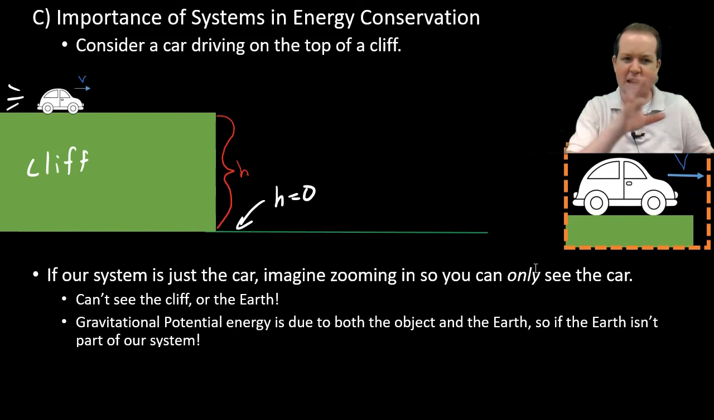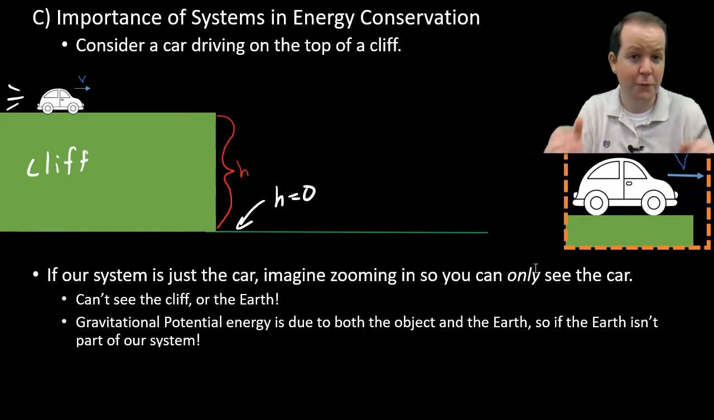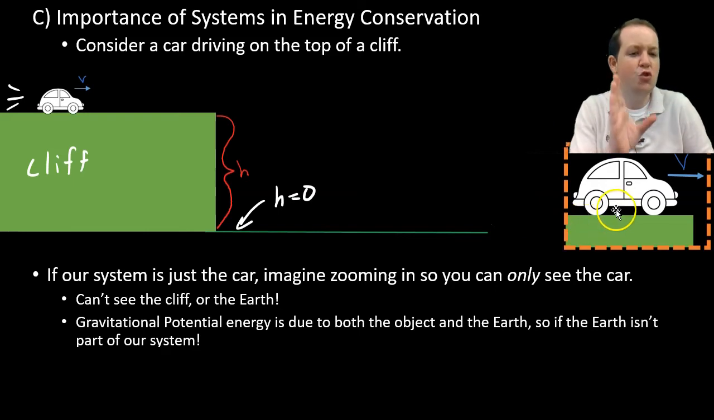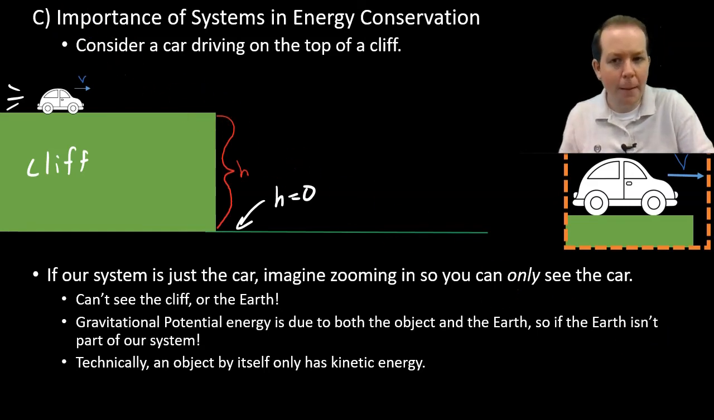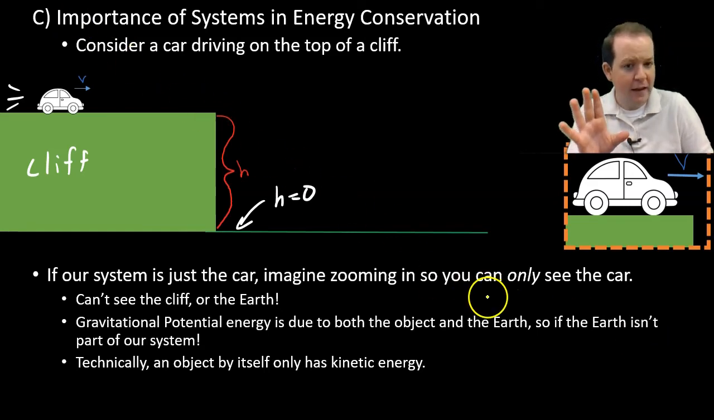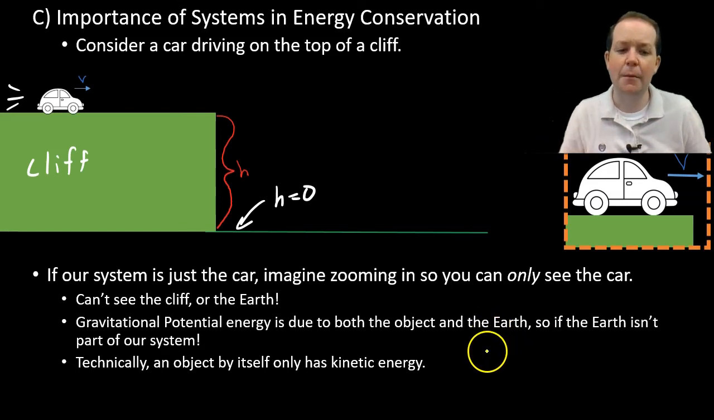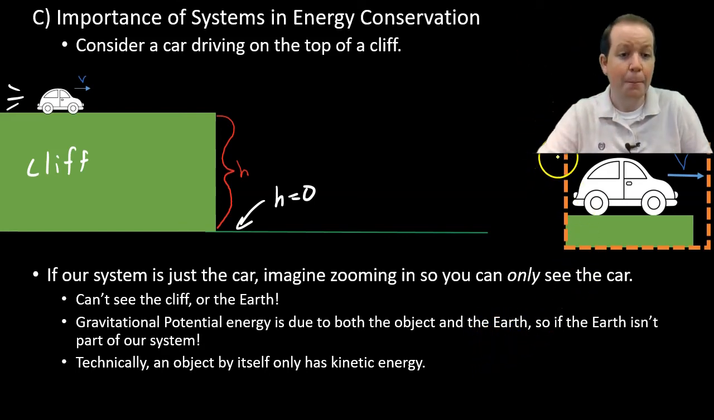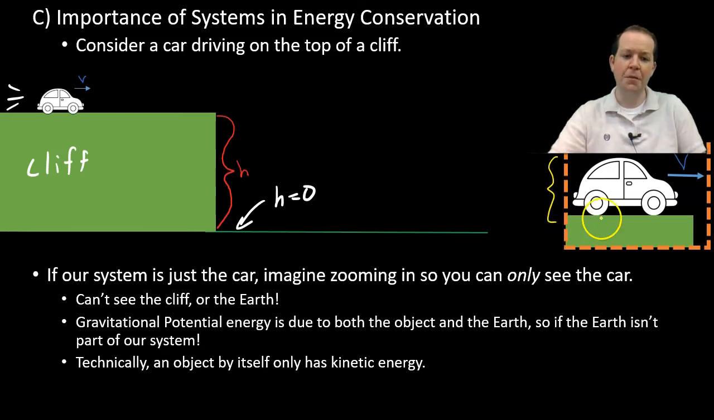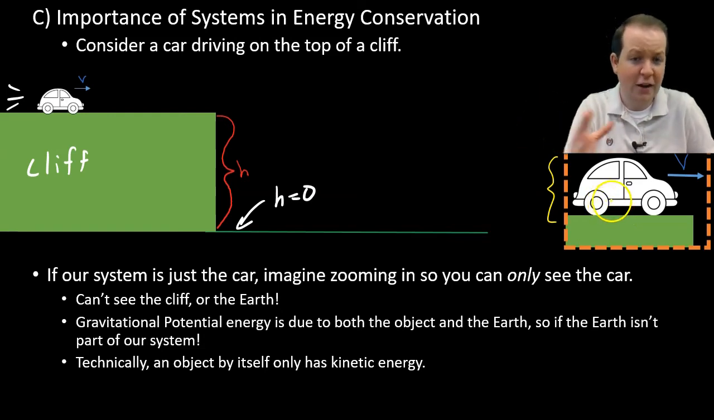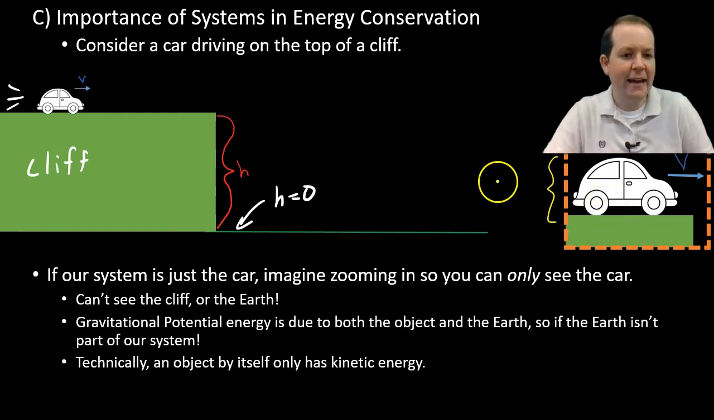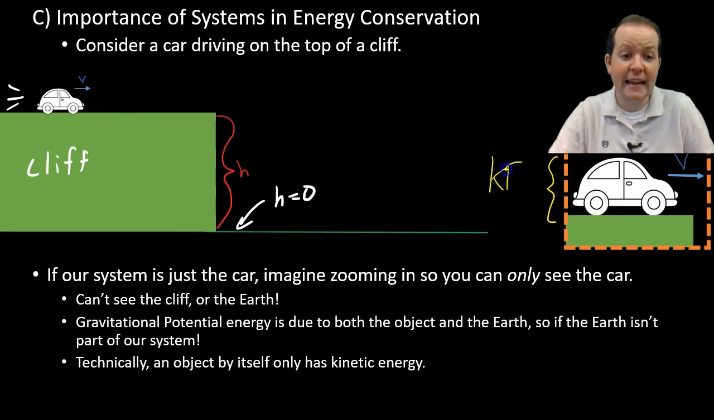If you go somewhere in the middle of deep space, you won't feel any noticeable force of overall gravity acting on you. If I am zoomed in, I'm no longer including the earth in my system, which actually means something a little weird. While this is weird, it is very important. If your system is just a single object, right here, my system is just the car, well, that means I don't see any gravitational potential energy. I don't see the earth. I don't see that interaction. So the only energy it can have is kinetic energy.